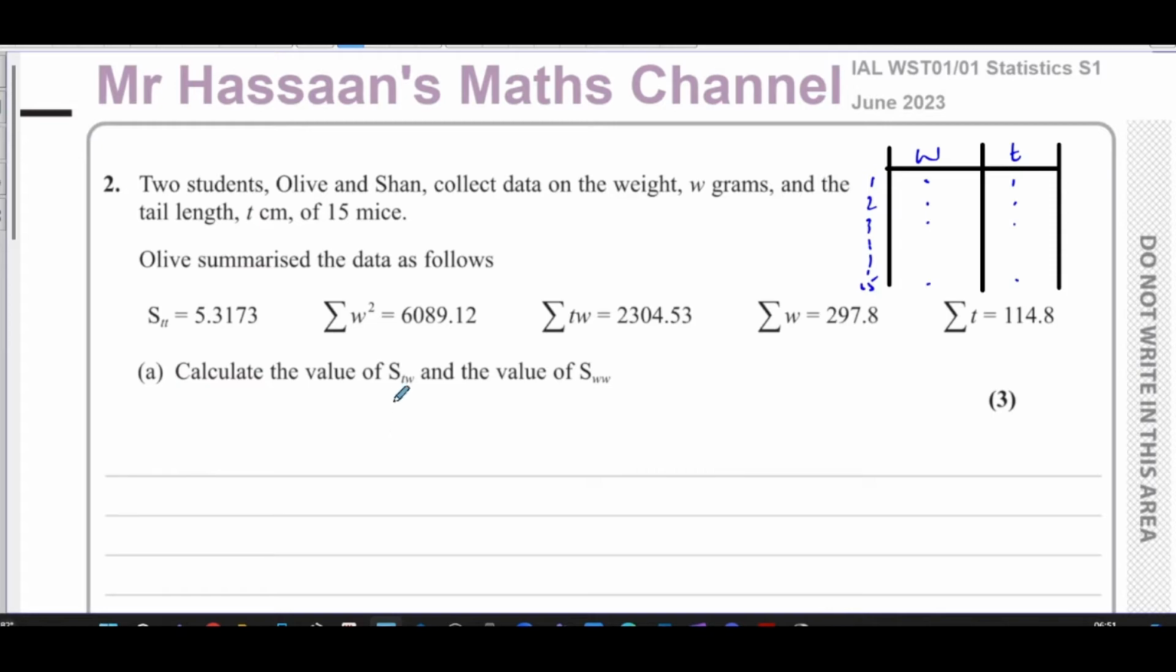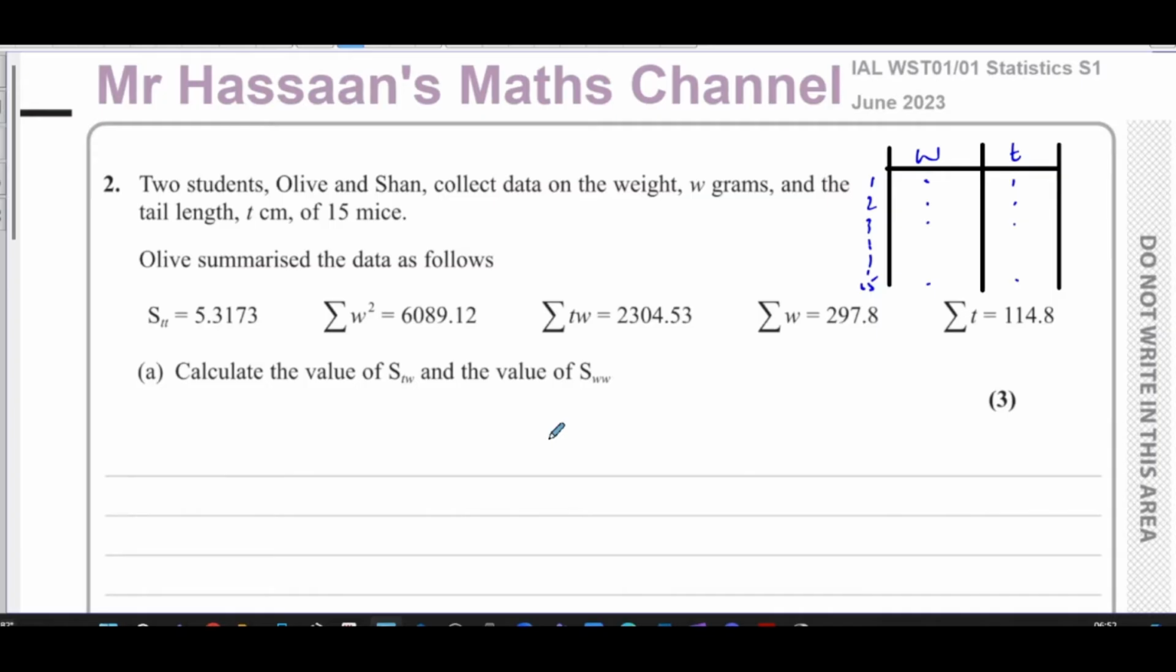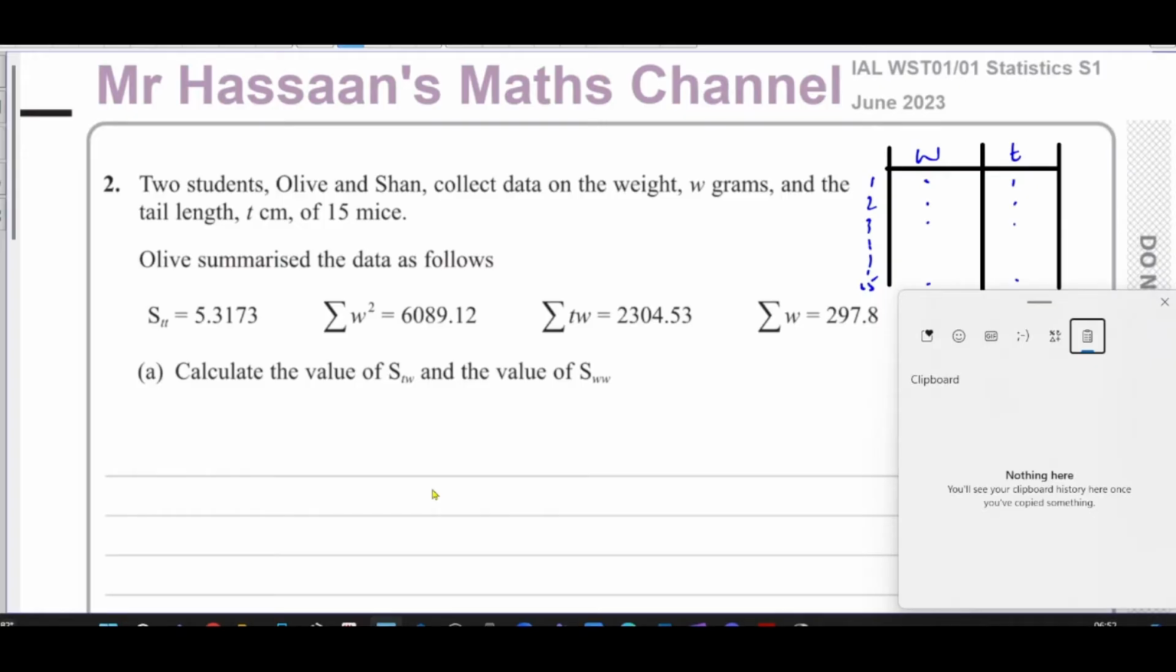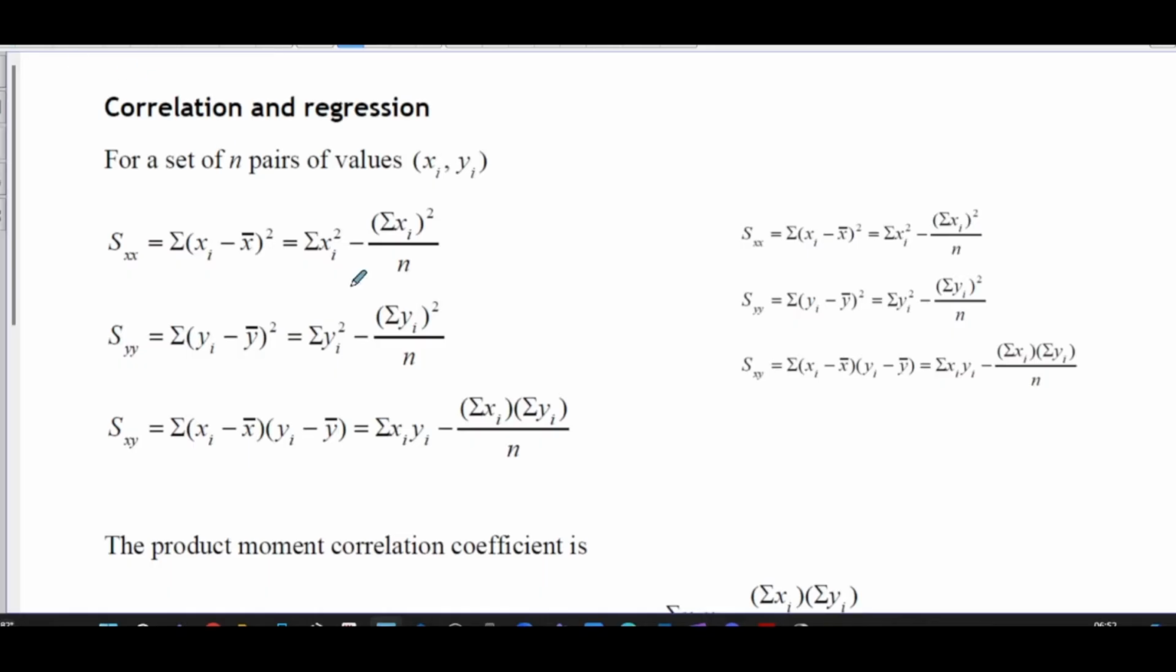Now, to find STW and SWW, what we need to do is refer to the formula sheet, which I have got some extracts of here. Hopefully that will help us. Nothing in the clipboard. Okay, no problem. I copied them, but then they didn't save. Anyway, I'll go back to the formula sheet. The formula sheet is over here.